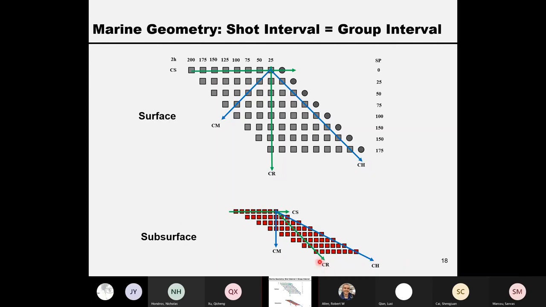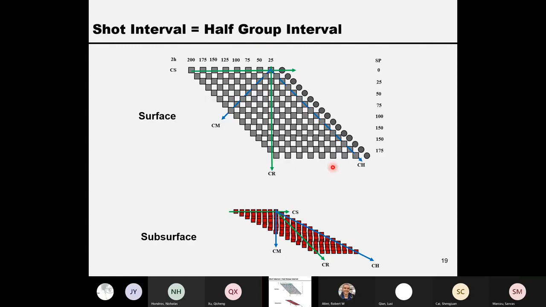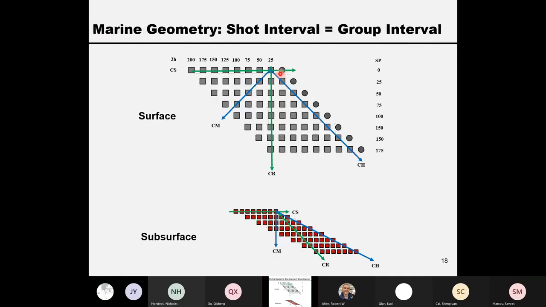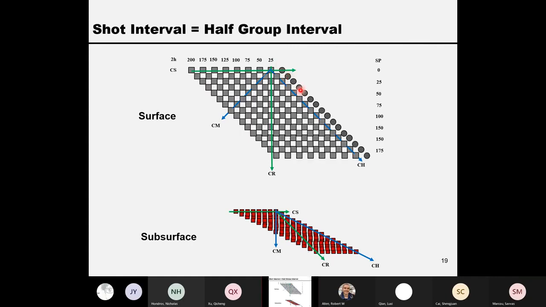That's common channel, and this is the common receiver, or common hydrophone, right? So it's different from the surface. That was the source shot interval equal to the group interval. Now, if the shot interval is half of the group interval, and we compare with the previous one, you can see the difference here. In between these two shots, I insert another shot, right? So the shot interval now is half the group interval. The shot interval is half of the receiver interval.